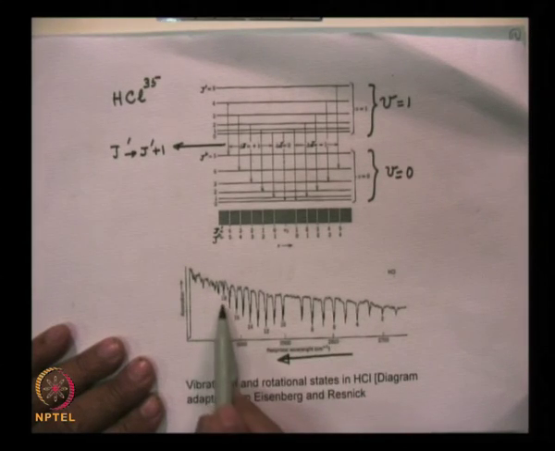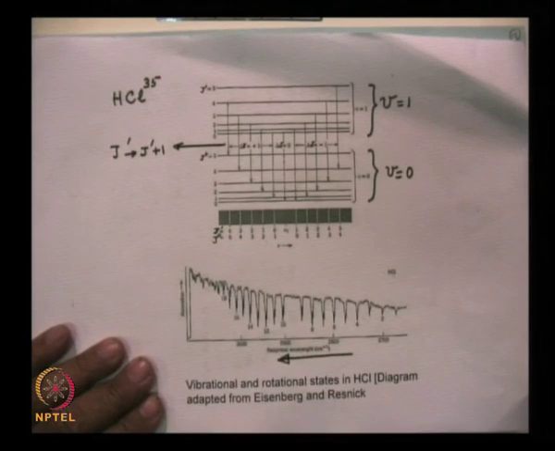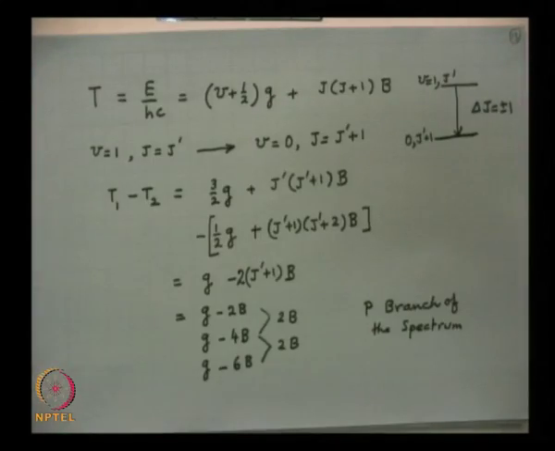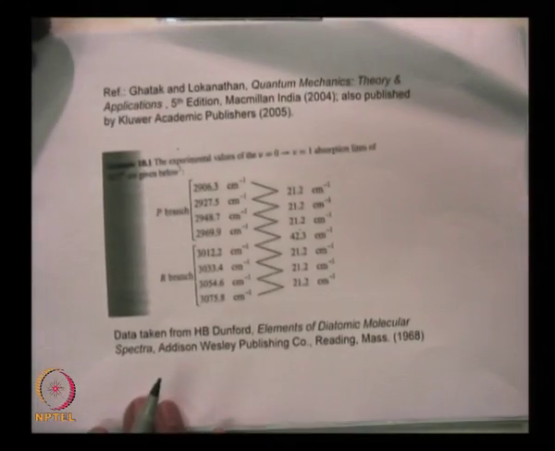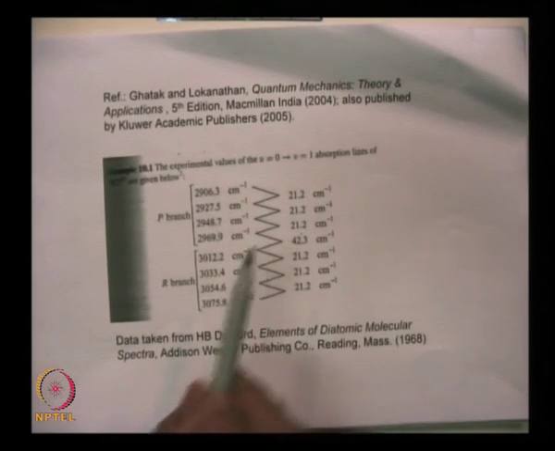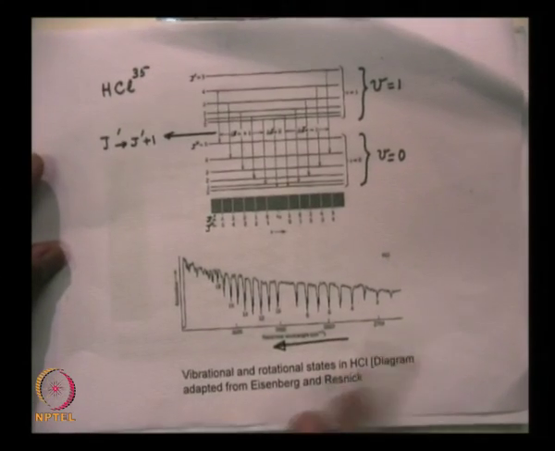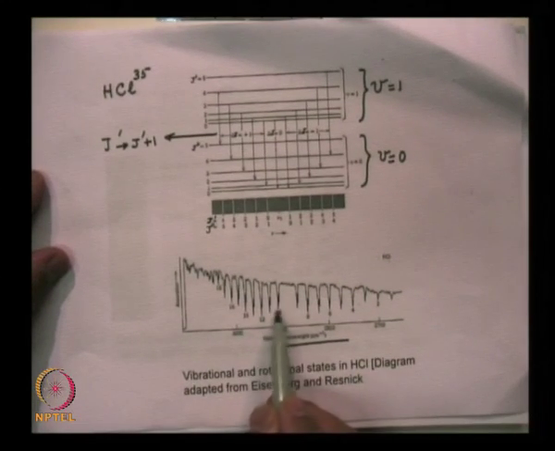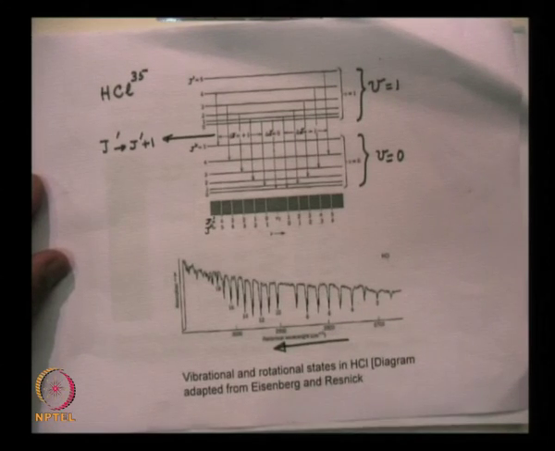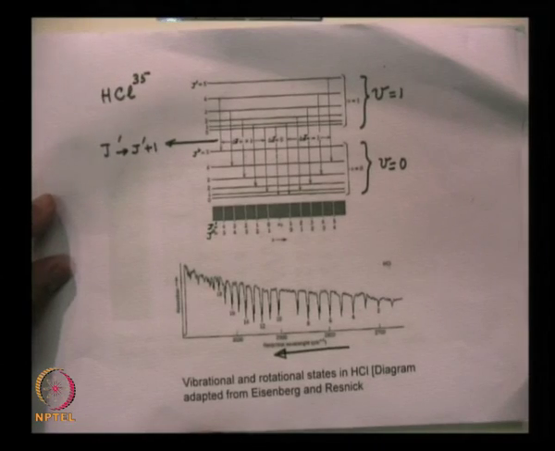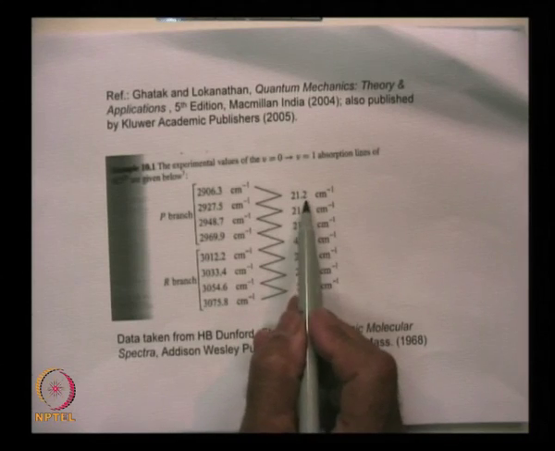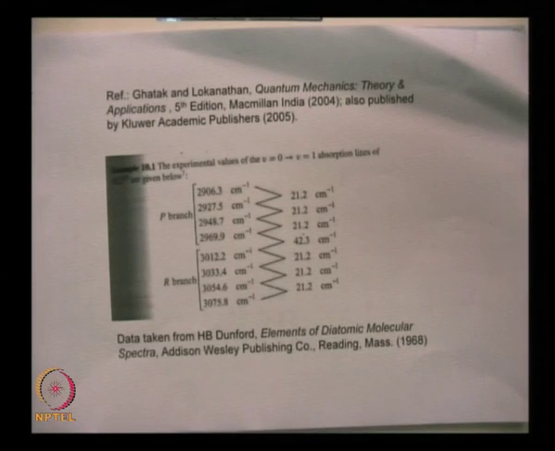But the absorption spectra lines are equally spaced, and that is what we have tried to show in the table. This is the spectrum of the P branch and the R branch, and the difference in wave number units between these two absorption lines, these are all equally spaced in the reciprocal wavelength space, and the difference is always 21.2 centimeter inverse.